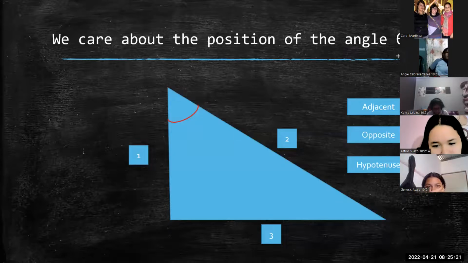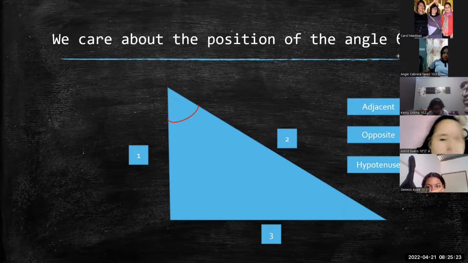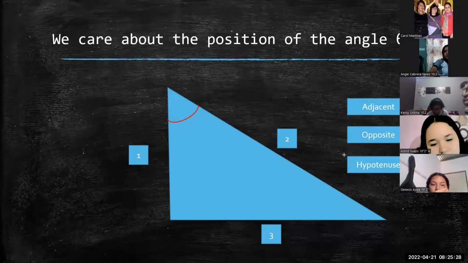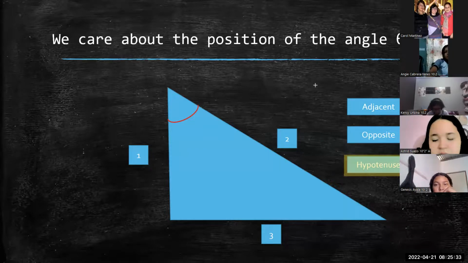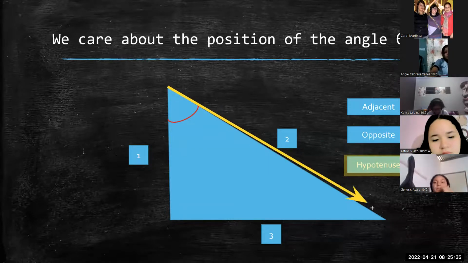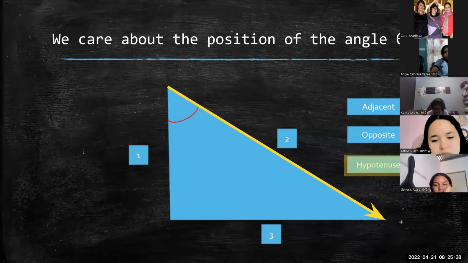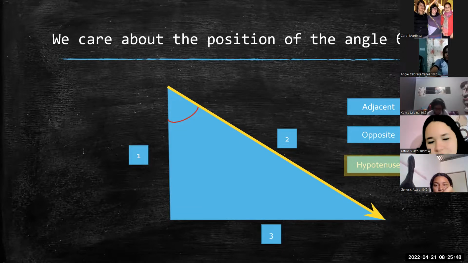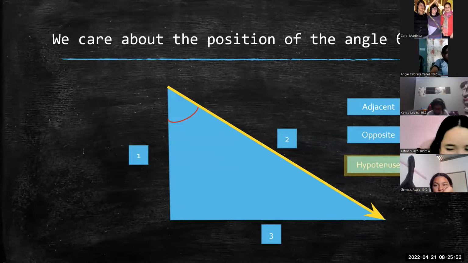What is the hypotenuse in this triangle? 1, 2, or 3? What is the hypotenuse? 3. The number 3. Okay, so the hypotenuse is going to be my vector. Imagine that this vector comes like this. What is the direction of this vector? Right or left? It's coming down. And what else? Right. It's going down, but it's also going to the right.